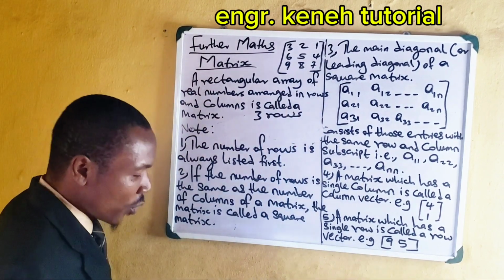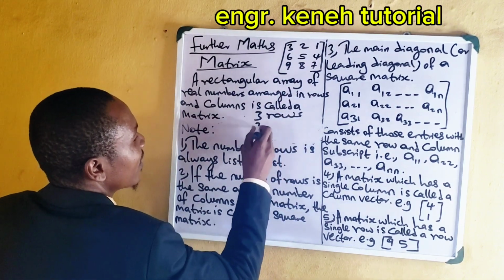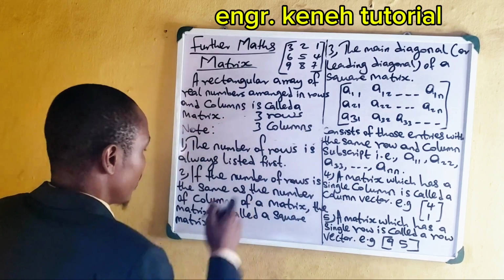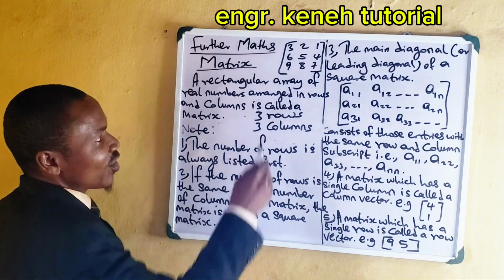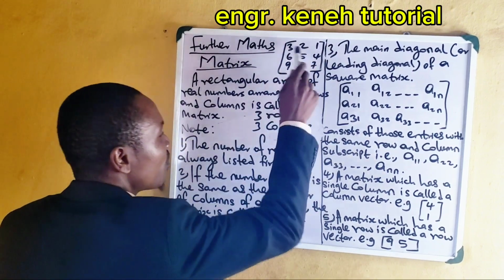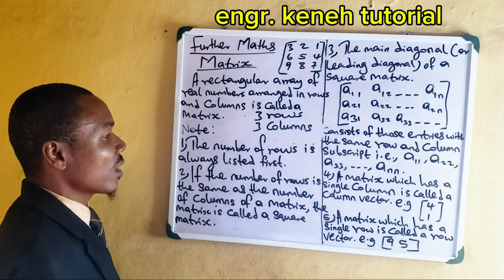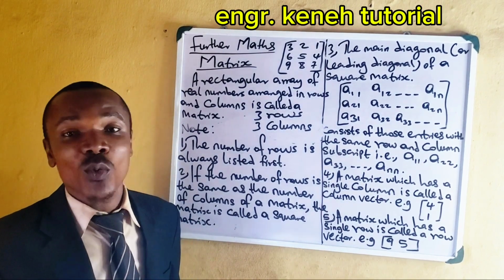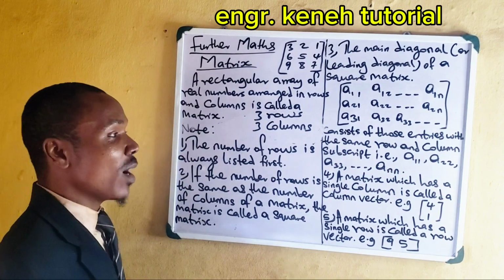Then the number of columns, we have 1, 2, 3. You have 3 columns. Can you see that? So it means that the number of rows is the same thing as the number of columns. This kind of matrix, we call it what? Square matrix. When you hear square matrix, it simply means that the number of columns is equal to the number of rows, or you may say the number of rows is equal to the number of columns.